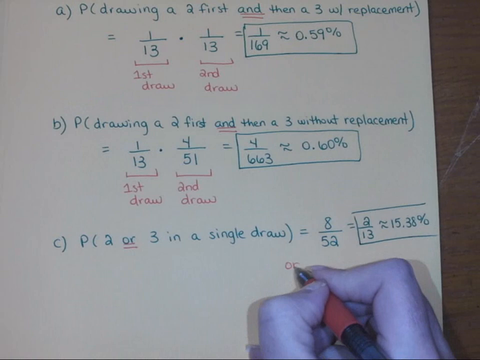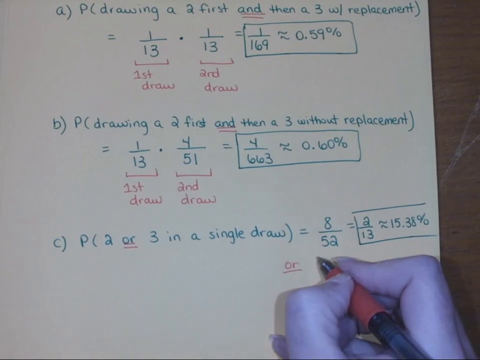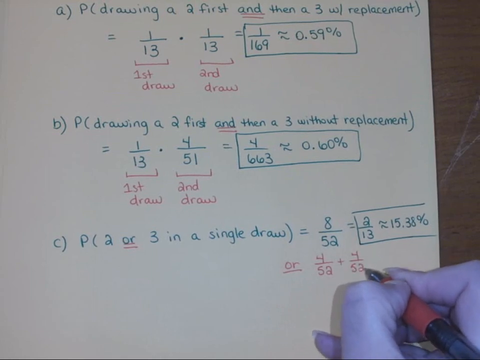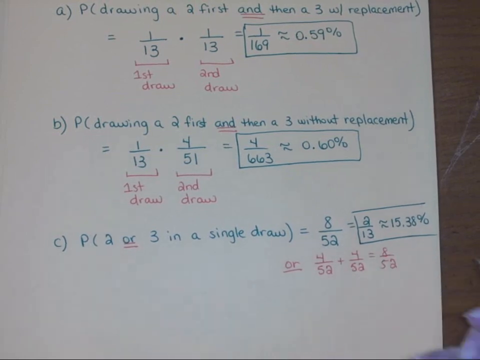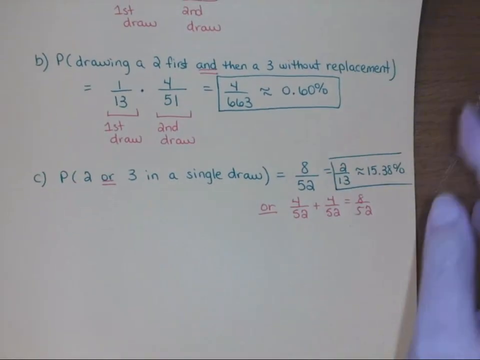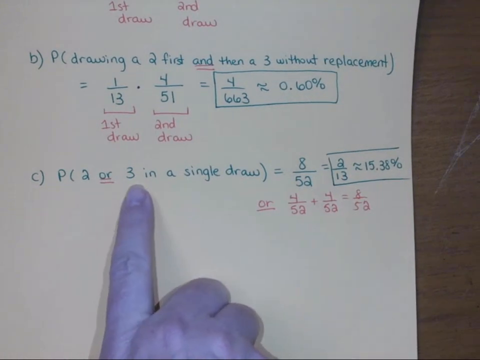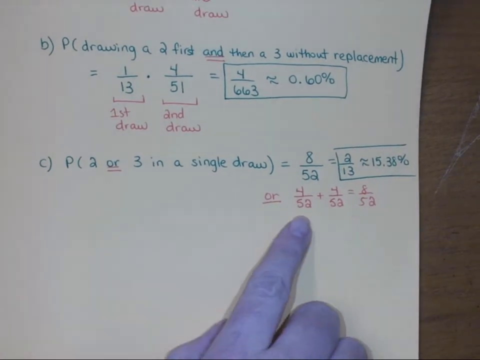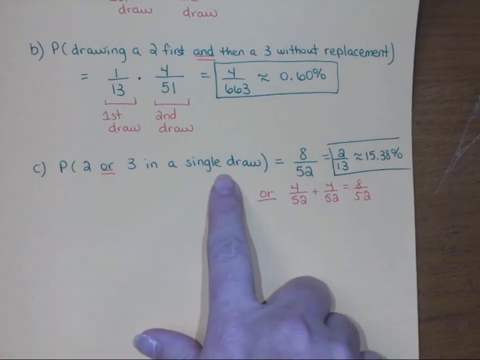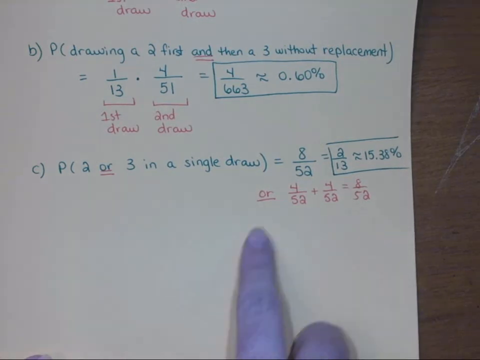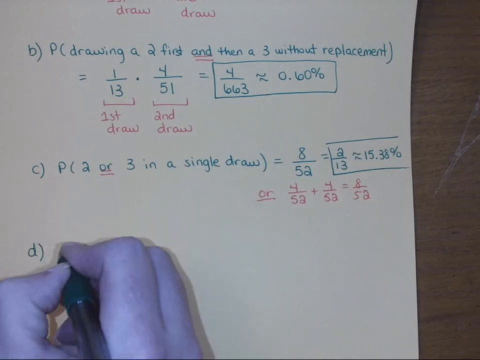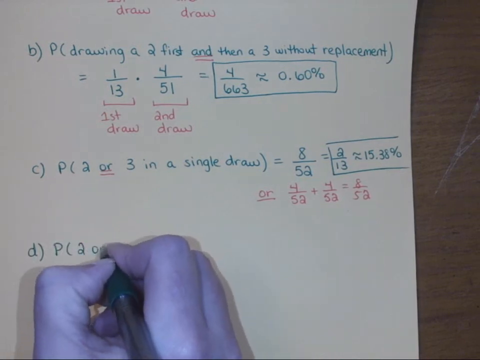Notice if we would have wanted to, because it was OR, we could have said that's the same as 4 out of 52 plus 4 out of 52. If we add those up, we get 8 out of 52. We didn't have to worry about subtracting off the chance that the single card was both a 2 and a 3. Remember the formula for OR was the probability of one plus the other minus the probability that it's both. Well, in a single draw, we can't have them be both a 2 and a 3, so we didn't have to worry about that. But you do need to worry about that with most OR problems.